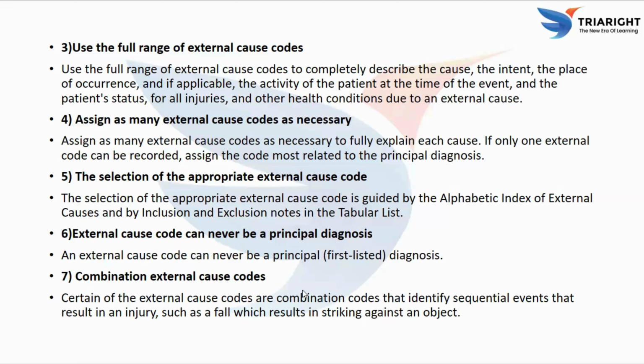Then combination external cause codes. So what are the combination codes? Some external cause codes describe more than one event in a single code. So they capture the sequential events that led to injury. For example, a fall resulting in striking against an object. So one combination code may describe both the fall as well as the impact. So in this case, you have to use combination codes when available. Do not assign separate codes if one combination code fully explains the event. This is the specialty of the combination codes.